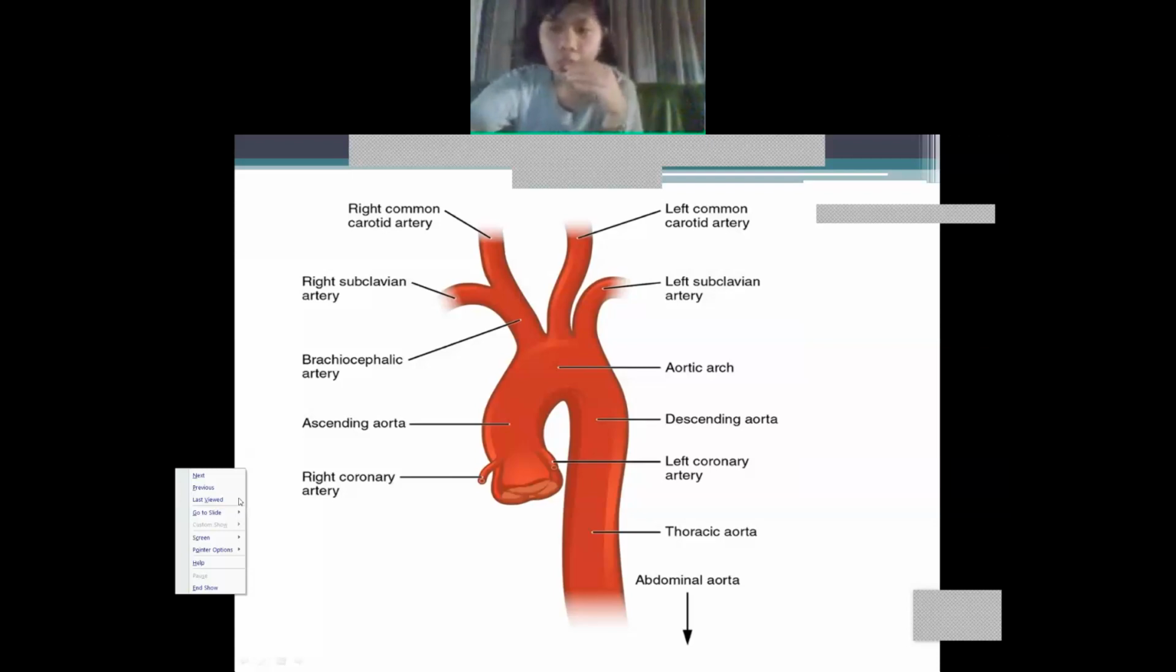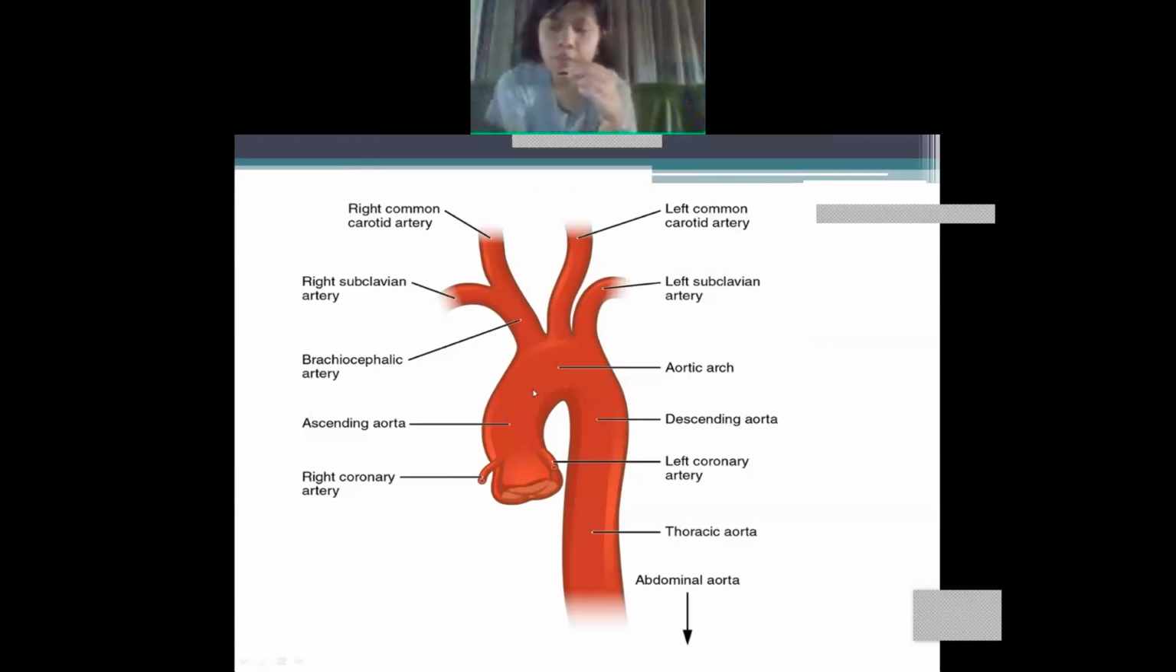So this is the arch of the aorta. Where will you find it? You will find it at the upside of the heart. Where does it start? It starts from the left ventricle part of your heart. You will find that it is divided into three parts. So what are the names of the three parts?